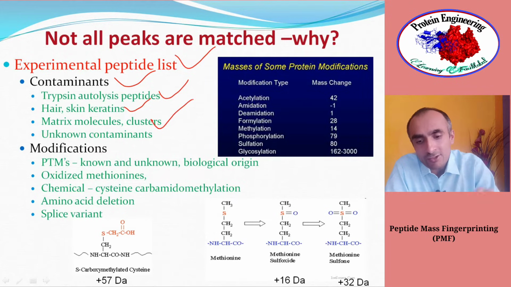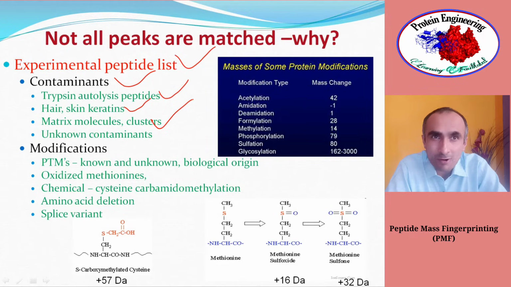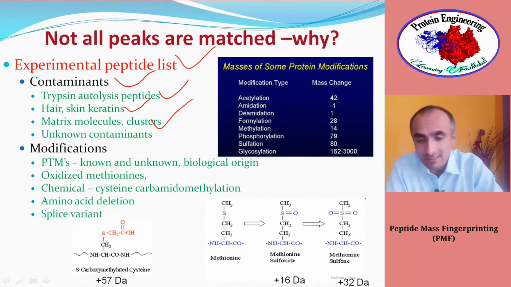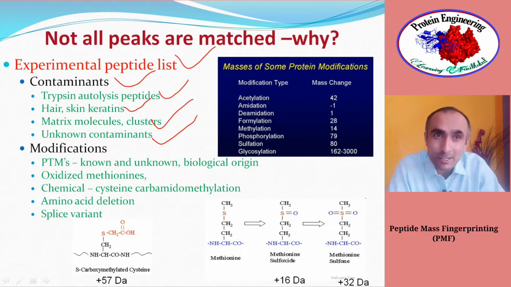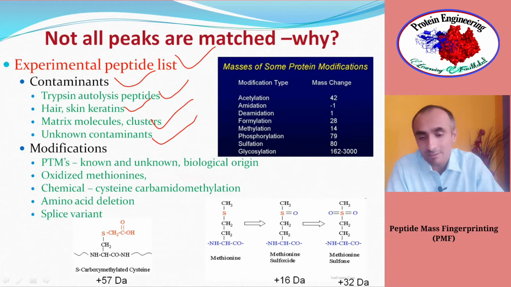Or in ionization, if you are using, say, MALDI-TOF, in case of MALDI, matrix molecules can form clusters, and those clusters also give some peaks, and those peaks are part of the experimental spectra. Those are not in the theoretical one, they are coming only from the matrix. Or there is any unknown contaminant. If there is any contaminant, that contaminant will not match.